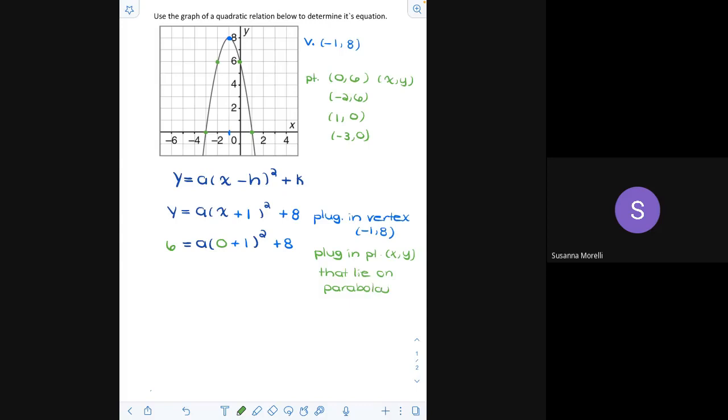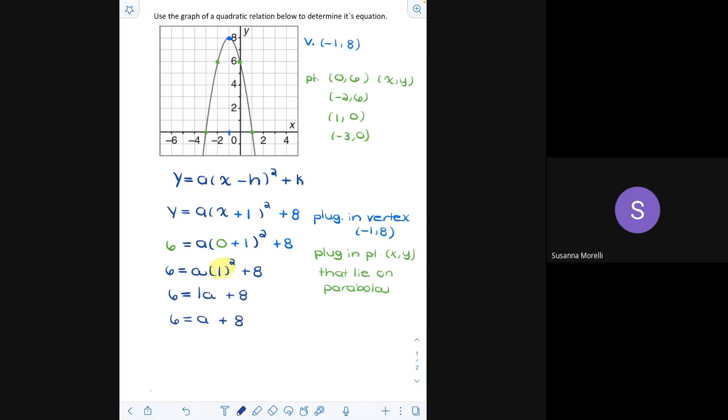Now we're going to do some number crunching to find our a value. So 0 plus 1 is 1, and that's being squared, plus 8. So 1 squared is 1. And in math, we usually put the coefficient, the number in front of the variable, which is the letter. So that becomes 1a, or really just a. We don't tend to write the 1 in front of the variable if the coefficient is 1, but you can if it helps you.